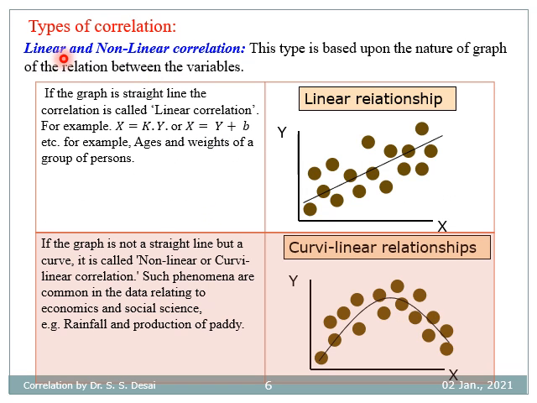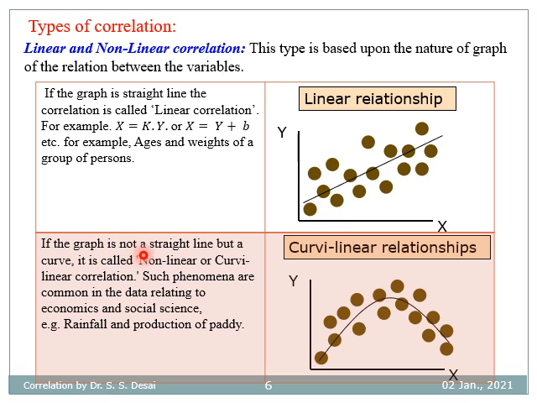Next type is linear and non-linear correlation. This type is based upon the nature of the graph of the relation between the two variables. If the graph is a straight line, the correlation is called linear correlation. This is the concept of linear correlation, the line showing a straight line.